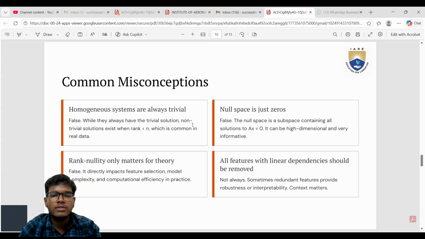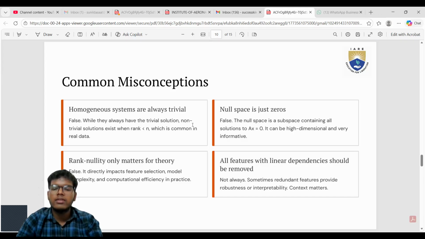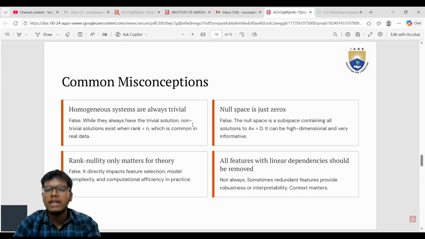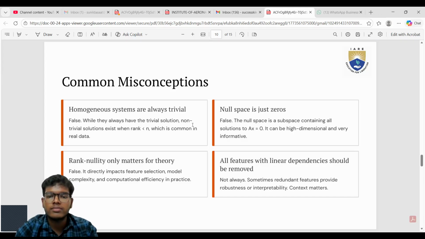Rank-nullity only matters for theory. False. It directly impacts feature selection, model complexity, and computational efficiency in practice. Null space is just zero. False. The null space is a subspace containing all solutions to Ax equal to zero. It can be high dimensional and very informative. All features with linear dependence should be removed.